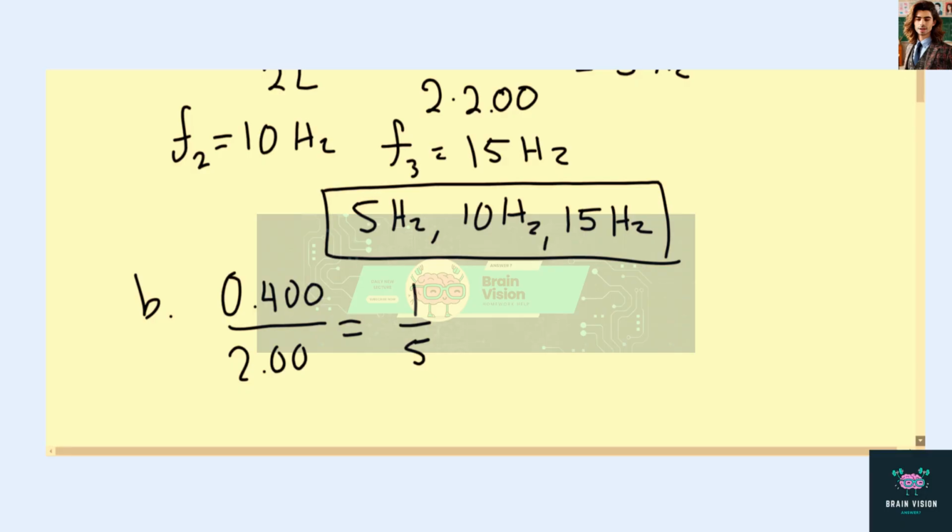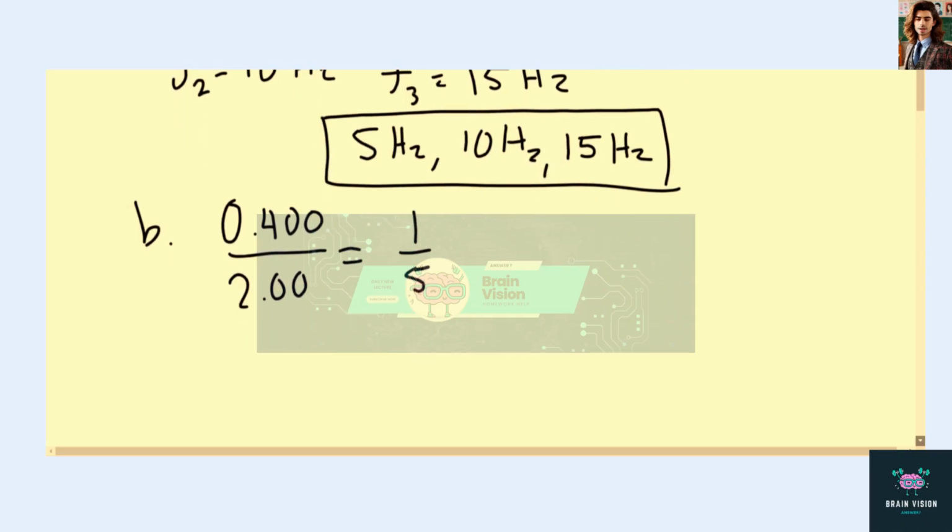Because if it was in the second mode of vibration, we'd have a node halfway through the string, and then nowhere else. For the third mode of vibration, we'd have two nodes, each a third of the way through the string. For the fourth mode, we'd have one every quarter of the way through the string. And for the fifth mode, we'd have one every fifth of the way through the string. So that tells us that this is the fifth mode of vibration.